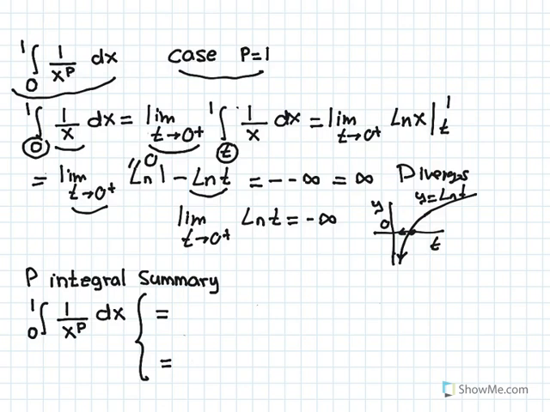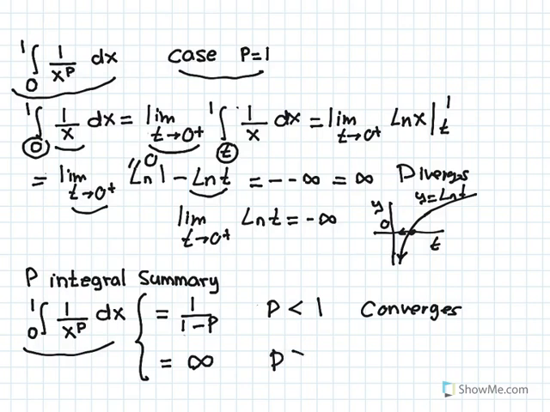All right, let's do a summary here. The integral from 0 to 1 of 1 over x to the p dx is equal to 1 over 1 minus p, if p is less than 1, and it converges. And the integral will be infinity if p is larger than 1, and we also showed the case p equal to 1, so p larger than or equal to 1 will diverge.